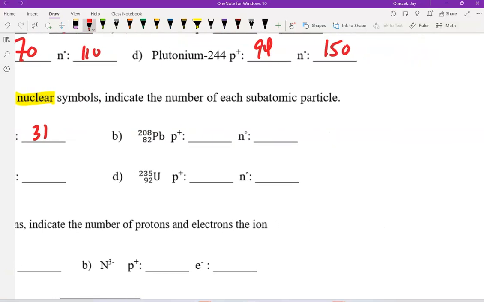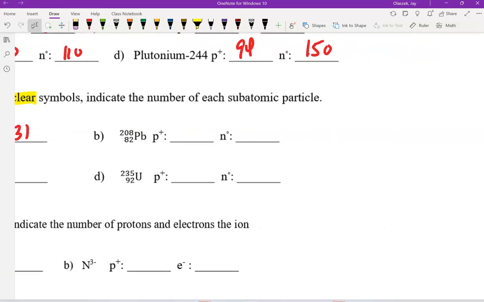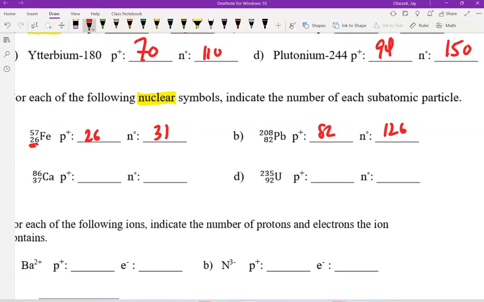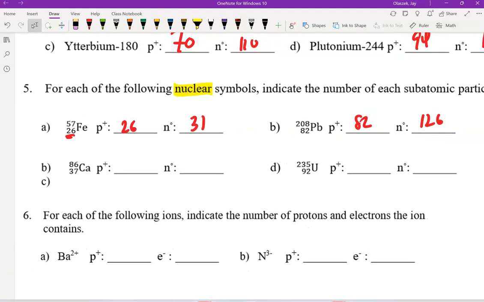Easy peasy. Lead with an atomic number of 82 and an atomic mass of 208. How many protons? Right there in the atomic number, 82. We're going to take the number of protons and subtract them from the atomic mass, and we get a number of neutrons that is 126. Here is calcium with an atomic number of 37 and an atomic mass of 86. Well, the atomic number is 37, so that's our protons. We're going to take the atomic mass and subtract the protons, and we get 49.